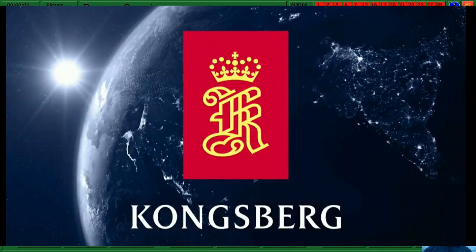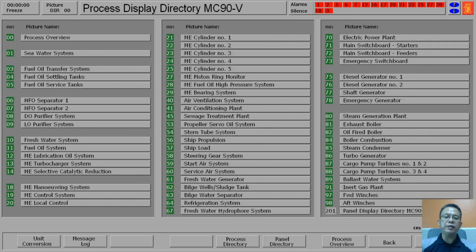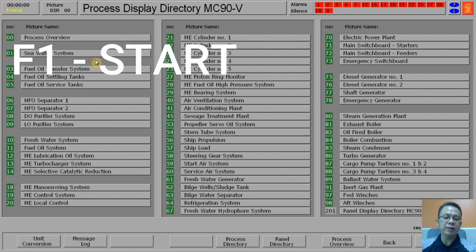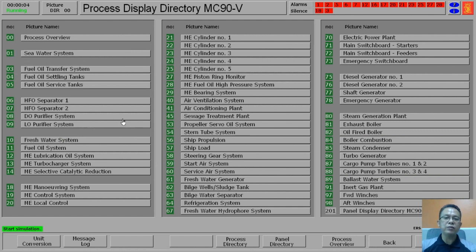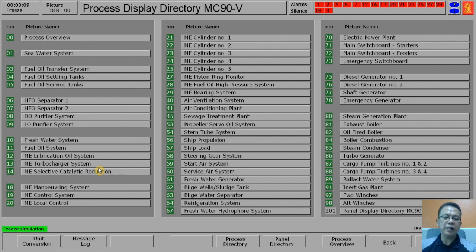We are now going to use this Kongsberg simulator, and our activity for today is to start the boiler. Before we start the boiler in the simulator, we can find here that there is a blinking light which is freeze. Just press F1 to start the simulation. And if sometime you need to go for a break or go to the CR, then just press F2 to freeze the simulation. And then if you are ready, just press F1 to start the simulation.